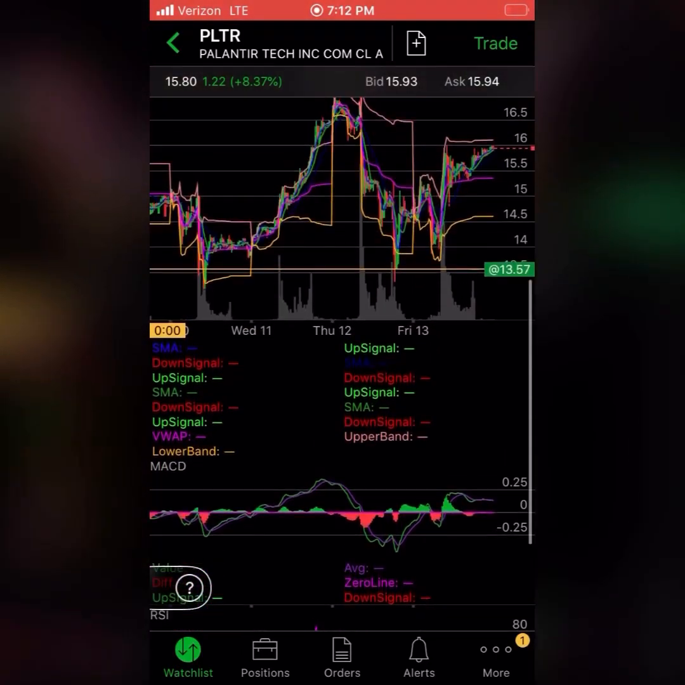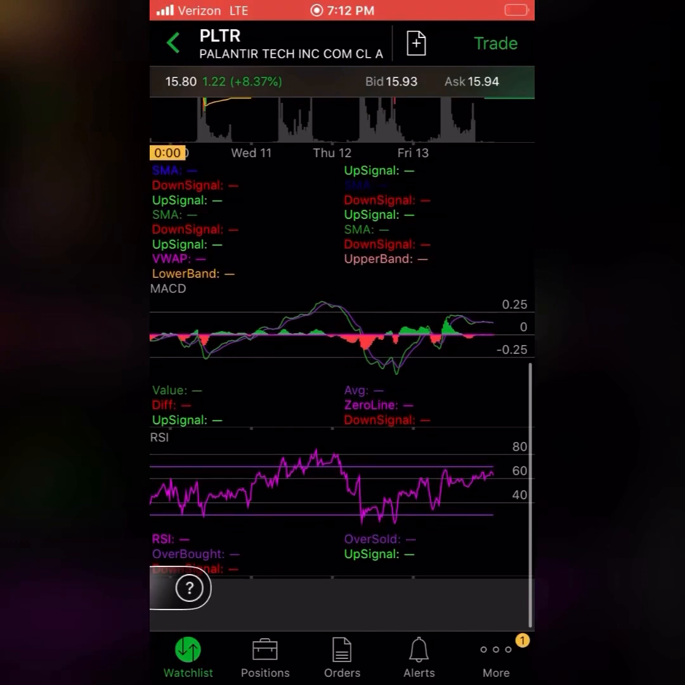Okay, there we go. Now it's looking good. We got RSI, that's the bottom here. That is going to be overbought and oversold. If it's oversold, it generally is going to bounce and recover, and the price is going to go back up.